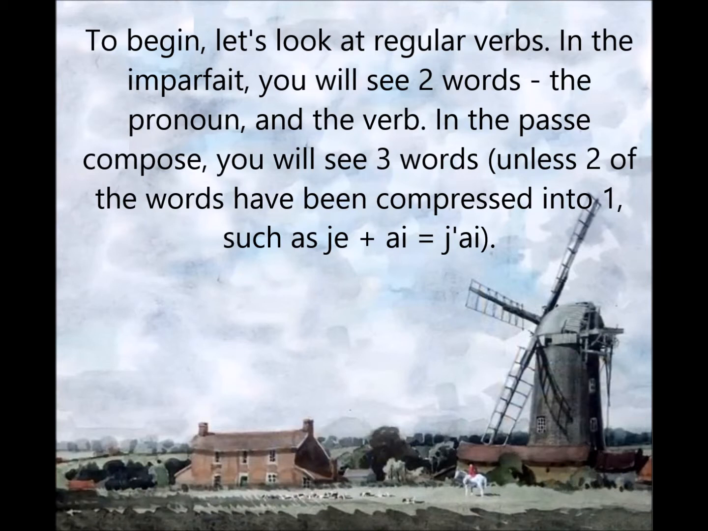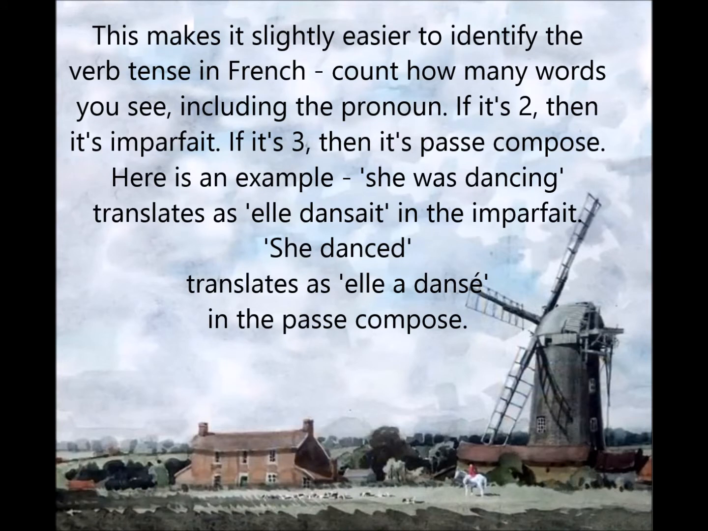In the imparfait, you will see two words, the pronoun and the verb. In the passé composé, you will see three words, unless two of the words have been compressed into one, such as je plus a, which would equal j'ai. This makes it slightly easier to identify the verb tense in French. Count how many words you see, including the pronoun. If it's 2, then it's imparfait. If it's 3, then it's passé composé.